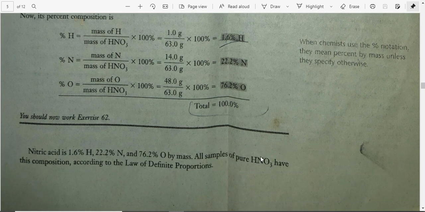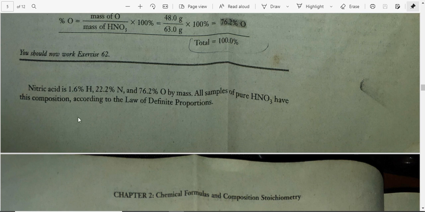Okay, so the name of your compound nga ginsolve lang is your nitric acid, which is composed of 1.6% hydrogen, 22.2% of your nitrogen, and 76.2% of your oxygen. Okay, so biomass.